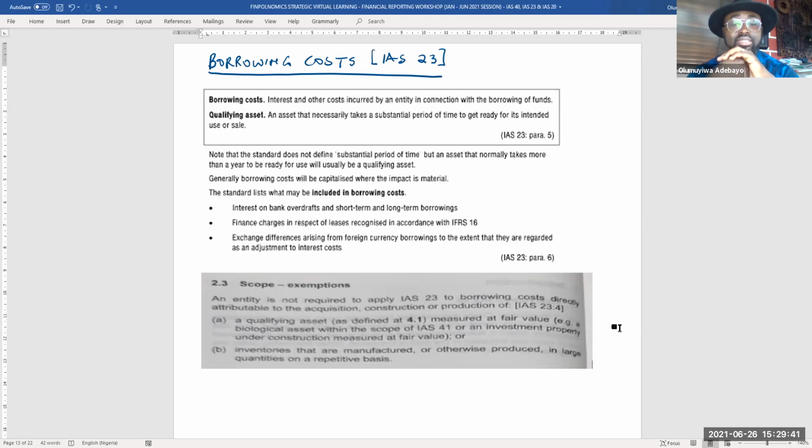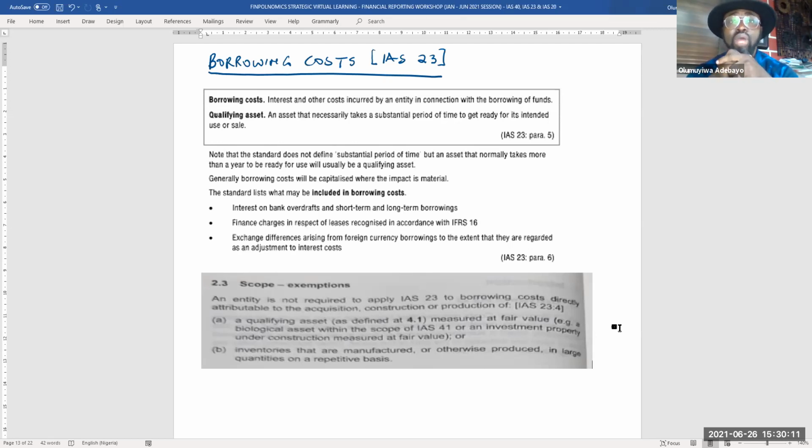Such assets, even though they might qualify as an asset relating to borrowing costs, because of the principle that they have been measured at fair value, and the impact of fair value measurement goes to profit or loss, such borrowing costs will immediately be reported in profit or loss.